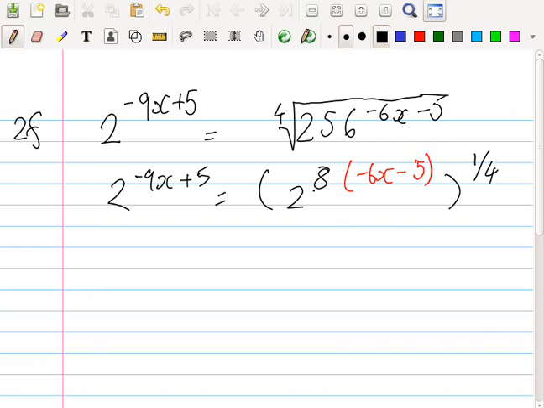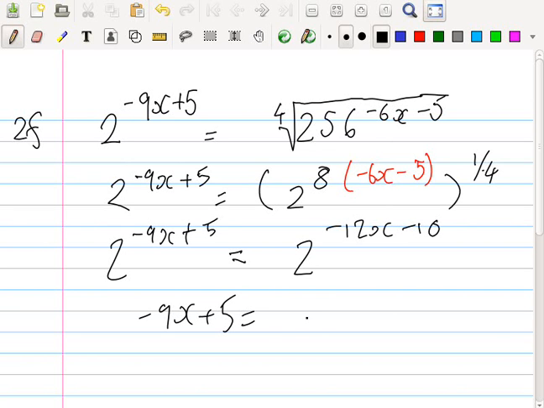Right, so 8 times a quarter. Try again. 8 times a quarter is 2. Yes. And then 2 times this is minus 12x minus 10. And then this is 2 minus 9x plus 5. So you get minus 9x plus 5 equals minus 12x minus 10. So 12x minus 9x is 3x equals minus 15. So x equals minus 5.